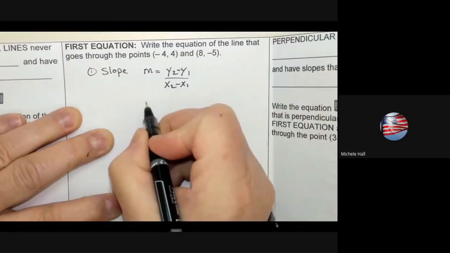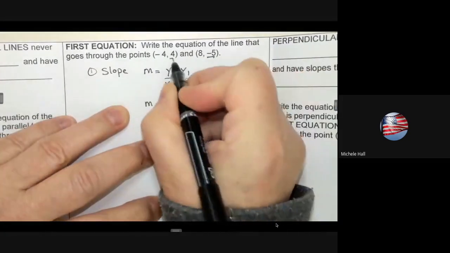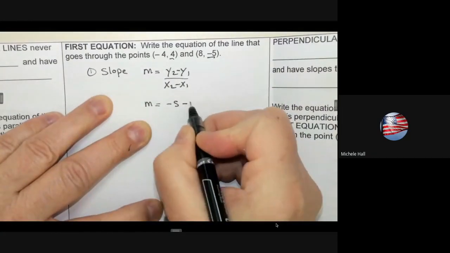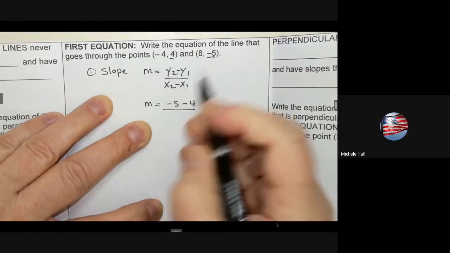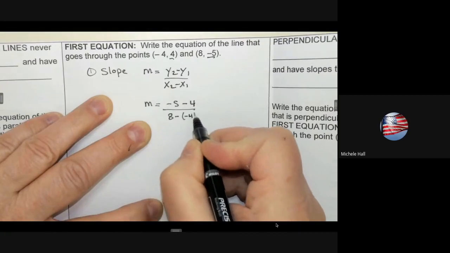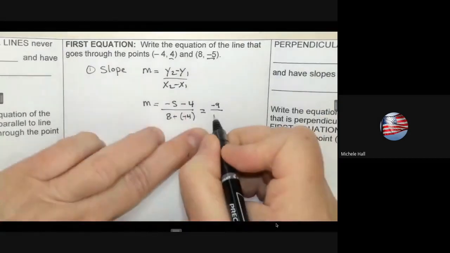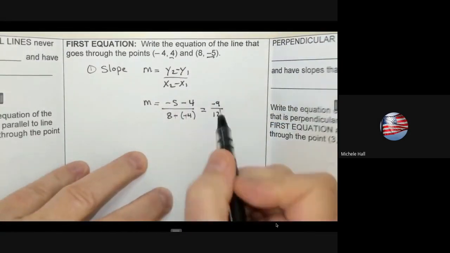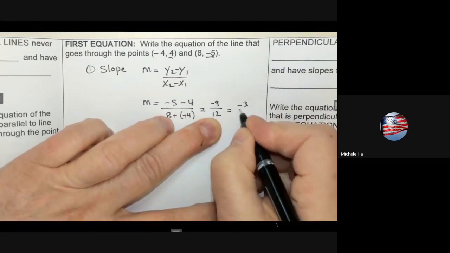So we have m equals, here's our y values, -5 and 4. So -5 minus 4 divided by 8 minus a -4. Double negatives become positive and we get 12. And then we're still going to simplify that slope. I can divide 3 from both of these. We get -3/4.